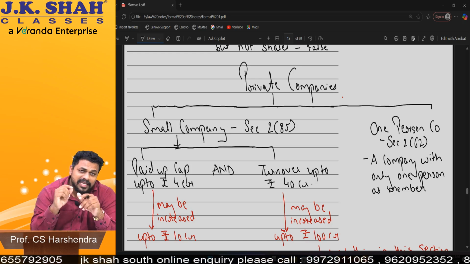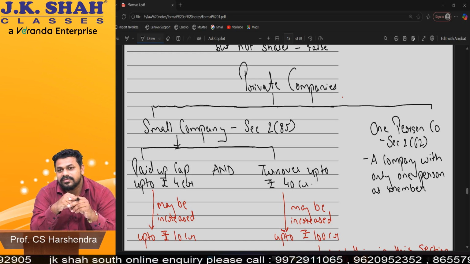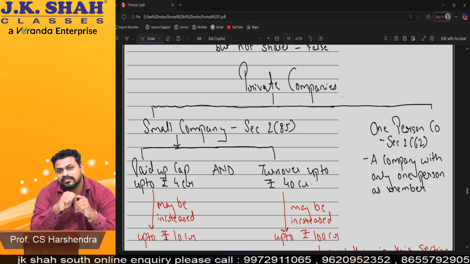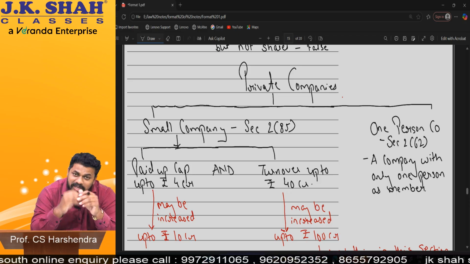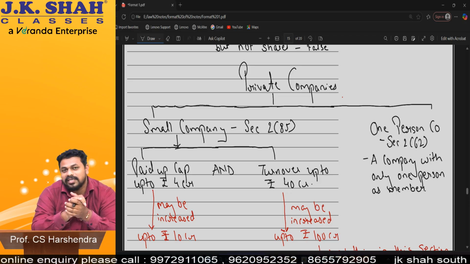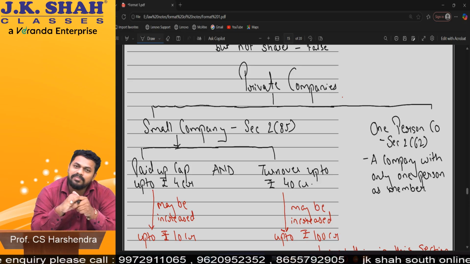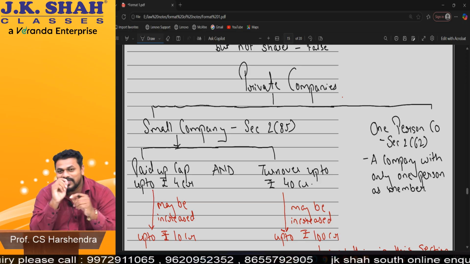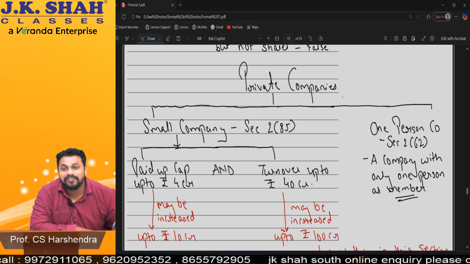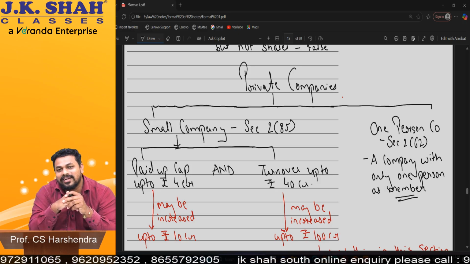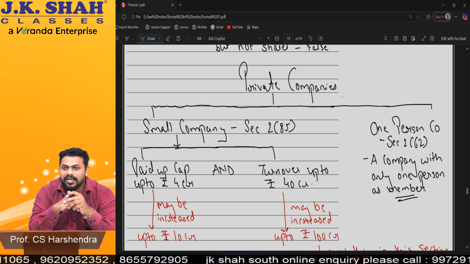Minimum number of directors in a public company, 3. Maximum, it is 15. Minimum number of directors in a one person company, 1. Maximum, wrong, it's not 1, it is 15. A company with only one person as member, not as director. Do you understand? Am I clear?